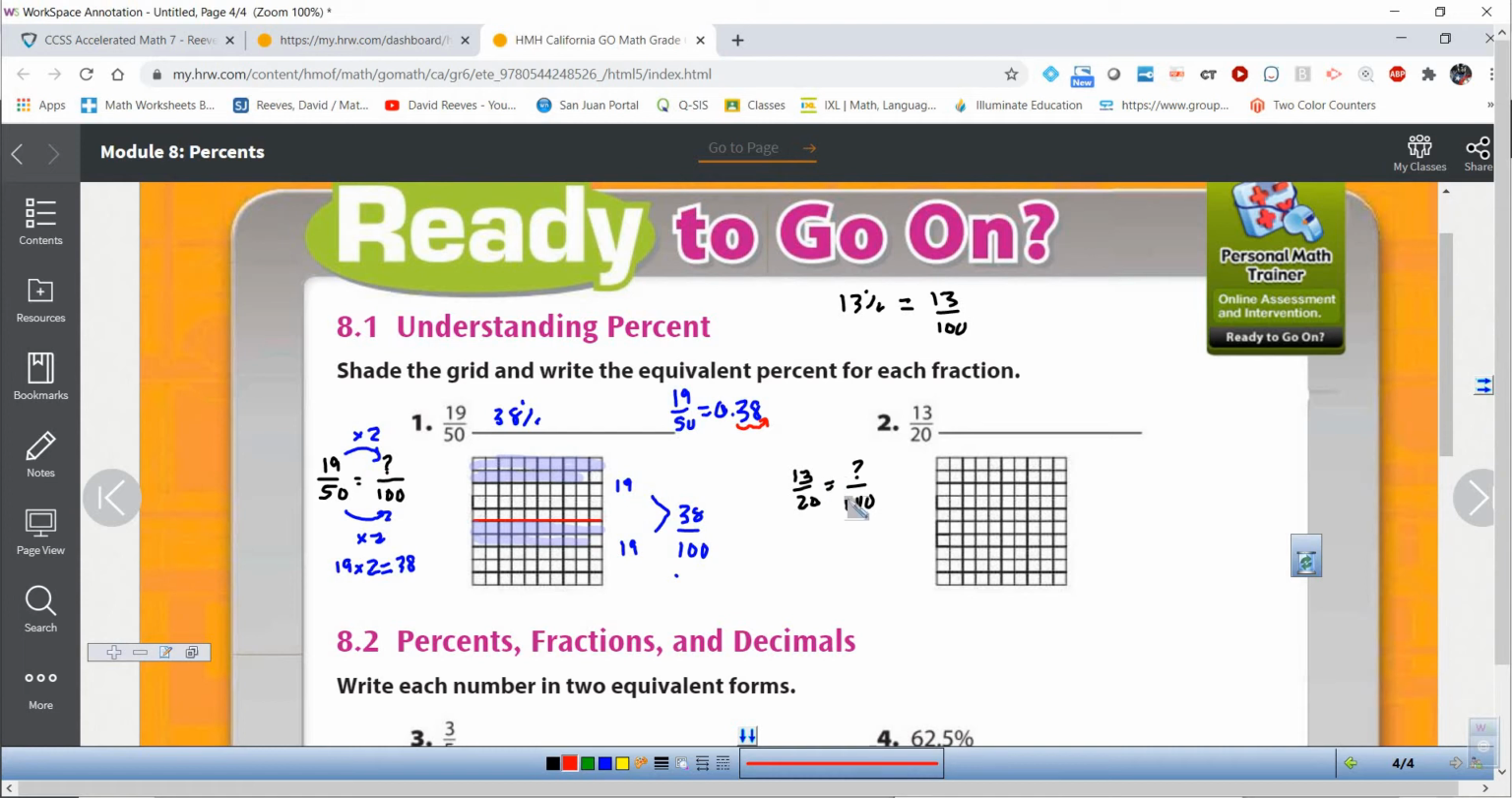Now 13 out of 20, a little bit more challenging, but we really should know that 20 goes into 100 evenly. In fact, it goes in 5 times. So if I multiply that denominator times 5, I can multiply that numerator times 5, right? So I get 13 times 5. Well, 5 times 10 would be 50, plus another 5 times 3 is 15. I get 65. So that is 65%.